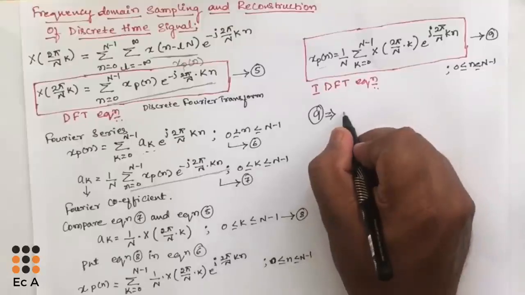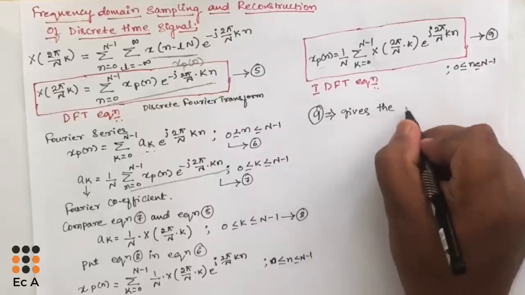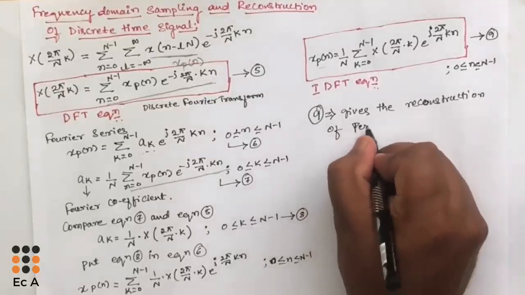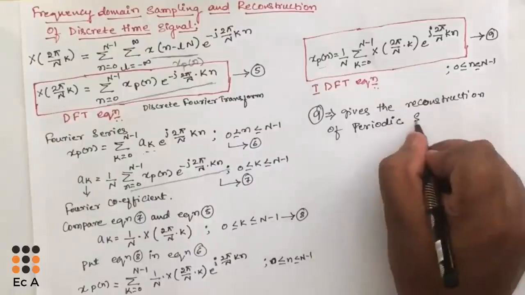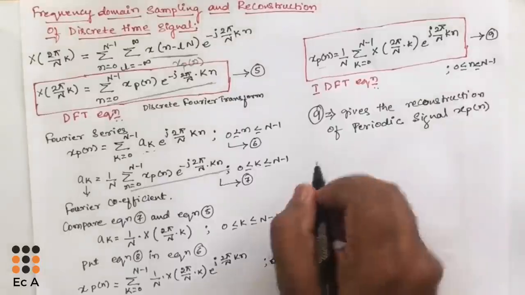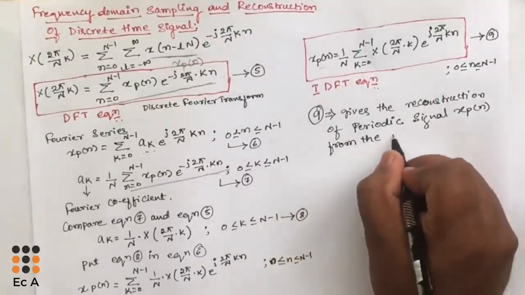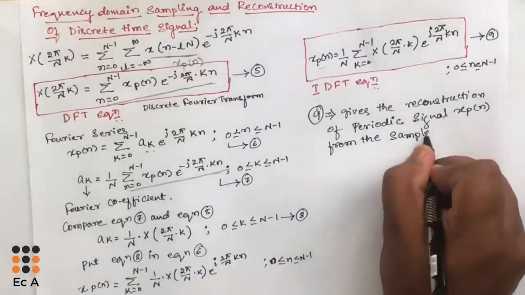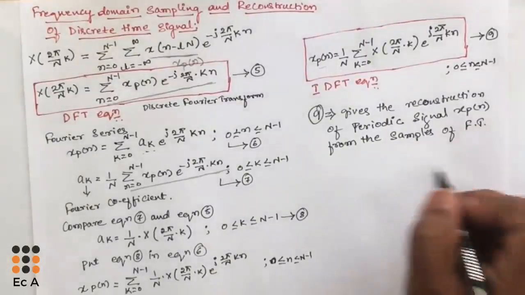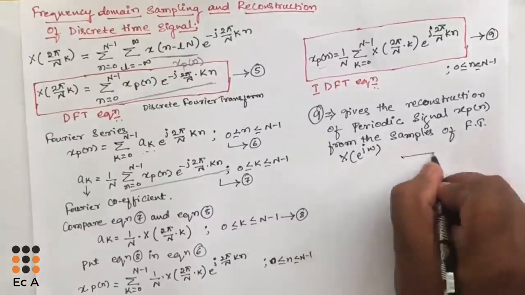So we can write, equation 9 gives the reconstruction of periodic signal xp of n from the samples of Fourier transform X of e to the power of j omega.